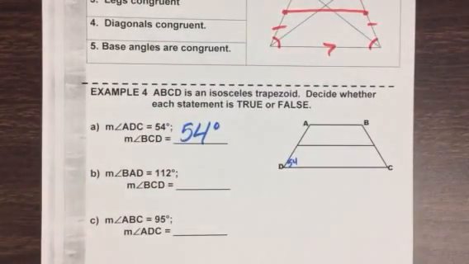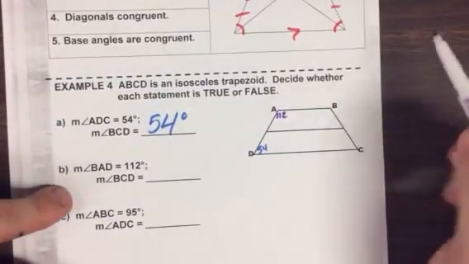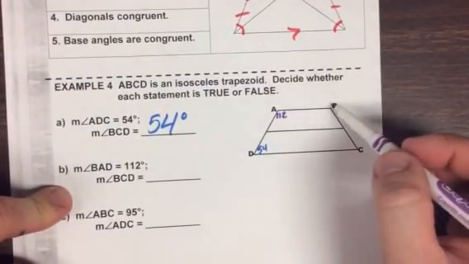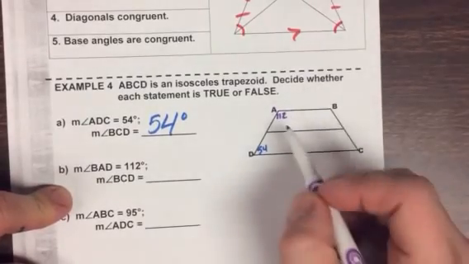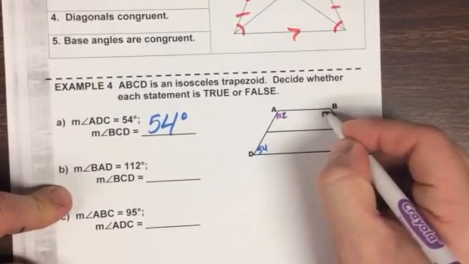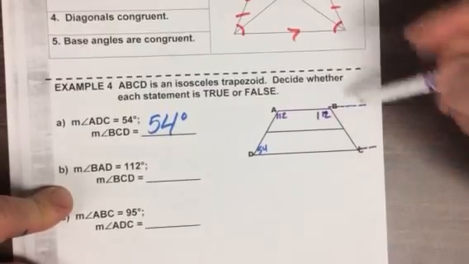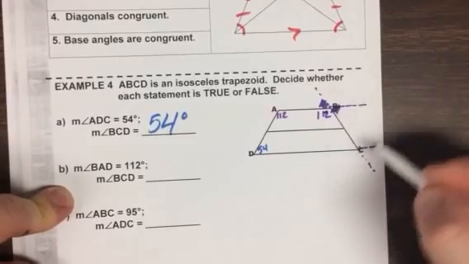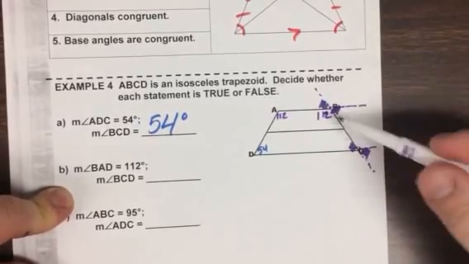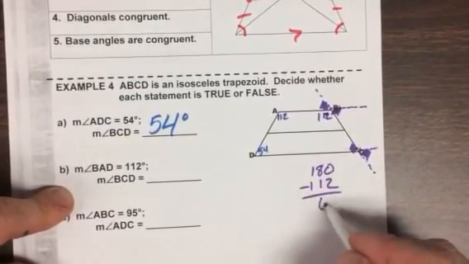Looking at B, it says that the measure of angle BAD is 112 degrees. So if that's 112 degrees, then the measure of BCD would not be congruent. I could say that angle A and angle B are congruent, 112. And then I could talk about my parallel line conjecture, where I extend my lines out. I would say that these 4 angles here would be congruent. Since they're not congruent, they must be supplementary. 180 minus 112 gives me 68 degrees.